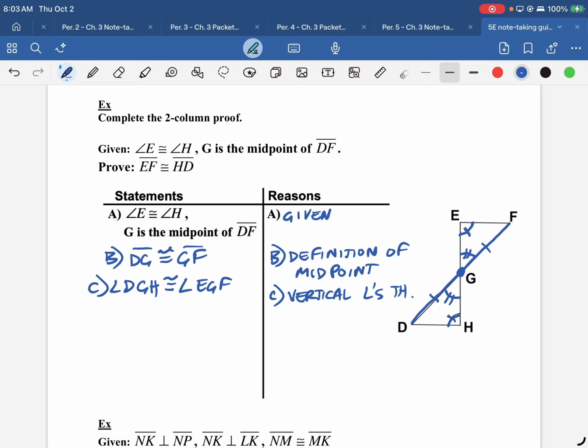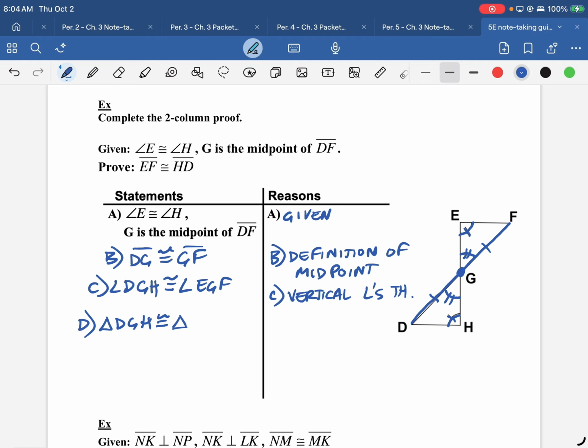Okay, all right, so now I have enough to say that the triangles are congruent. It would be by AAS, right? Two angles and a non-included side in both triangles. So let's see, the bottom triangle, I'll call that triangle DGH. And I have to be careful when I make my congruence statement here.